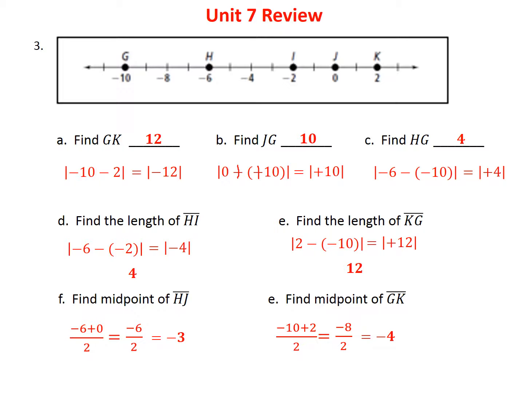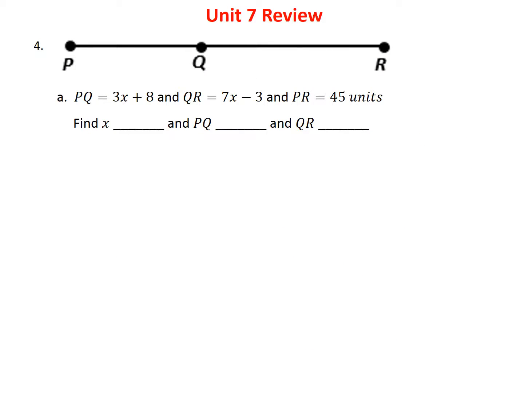By the way, remember when we're finding the midpoint, we're actually looking for a number. Number 4 shows us a line segment made up of two line segments. And we can see that PQ and QR both go together to form the line PR. So what we're going to do is use the segment addition postulate.